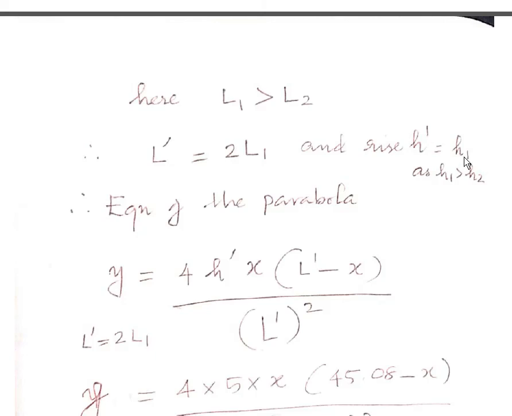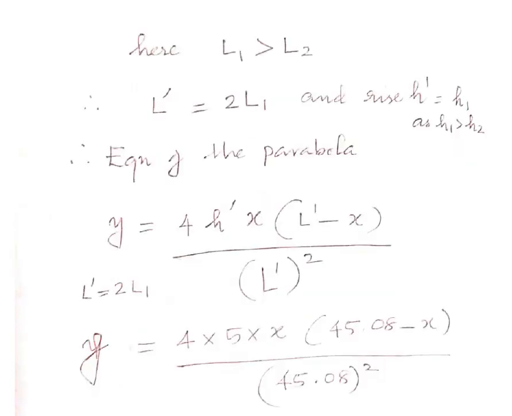We have two rise values, H1 and H2. So H dash is equal to the larger of the rise values, and L dash is equal to 2 times the larger of L1 or L2. Why did we calculate the values of L dash and H dash? It is to substitute in the equation of the parabola. We know that the equation of the parabola is y is equal to 4hx into L minus x divided by L square.